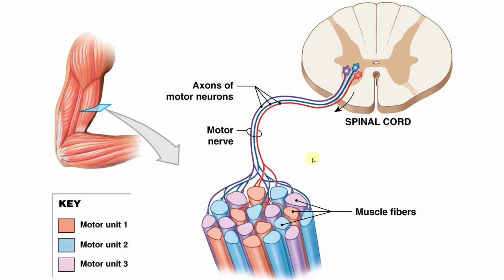So you can have different ratios. One motor neuron can innervate multiple muscle fibers, but you can see here that you don't see any overlapping. Like this muscle fiber is only innervated by this blue motor neuron, so motor unit number 2. And this red one is only by that red one. But you can see that this one red motor neuron has multiple muscle fibers under its control.